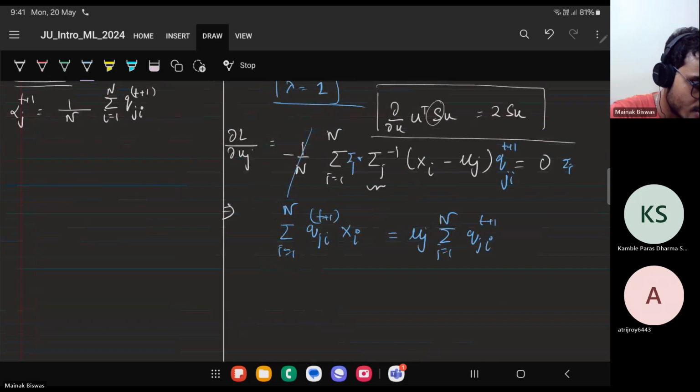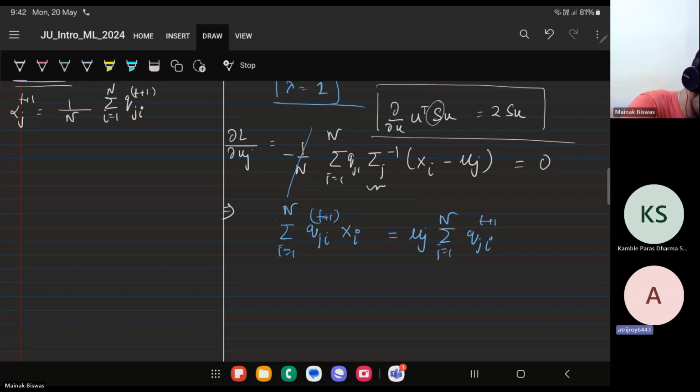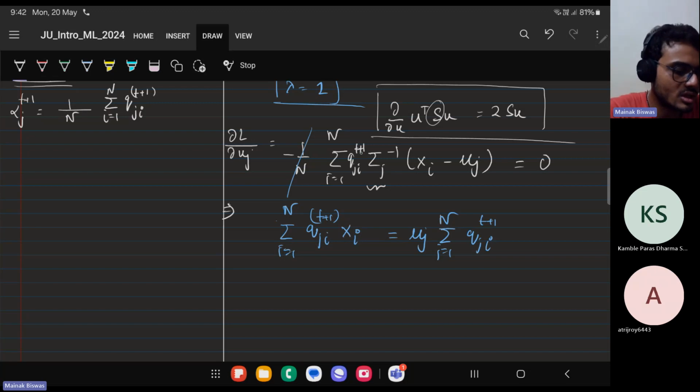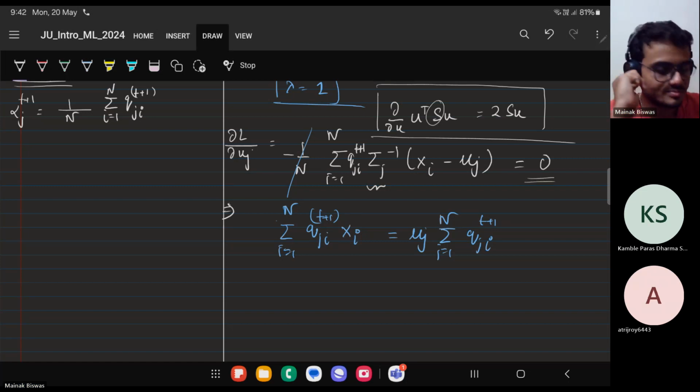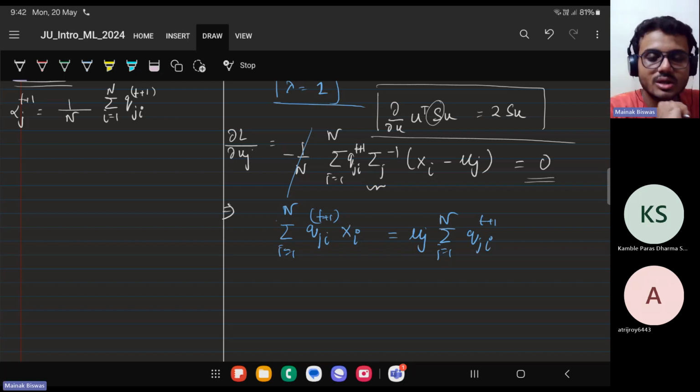Why did you remove 1 by n from the equation on the top? It's a constant, and the expression is equal to 0, so the multiplying constant does not matter. I'm putting it to 0 because I want to take the extremum, whatever is minimizing or maximizing the ELBO.